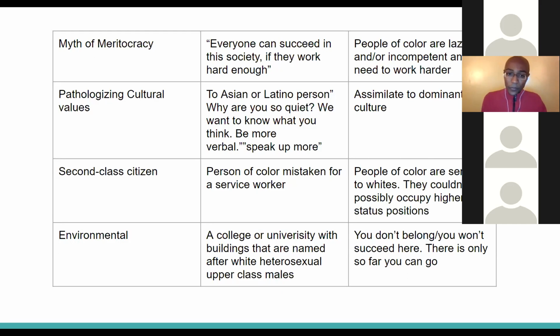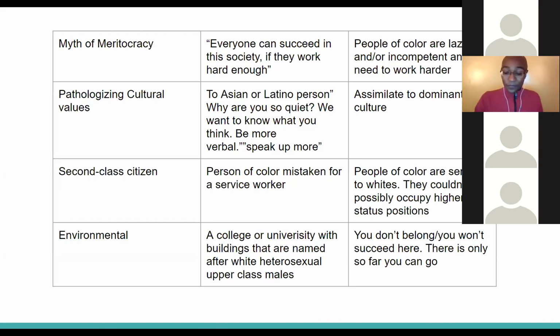Second-class citizen, person of color mistaken for a service worker. That has happened to me probably way too many times. It's funny when you walk through a store and you're not even wearing the clothes of the store, but people are like, you work here? Yeah, nope. So that assumes that people of color are always going to be in low level jobs. Environmental. This is where something like a school has buildings with only heterosexual upper class males, giving the idea of you don't belong here, you won't succeed here.